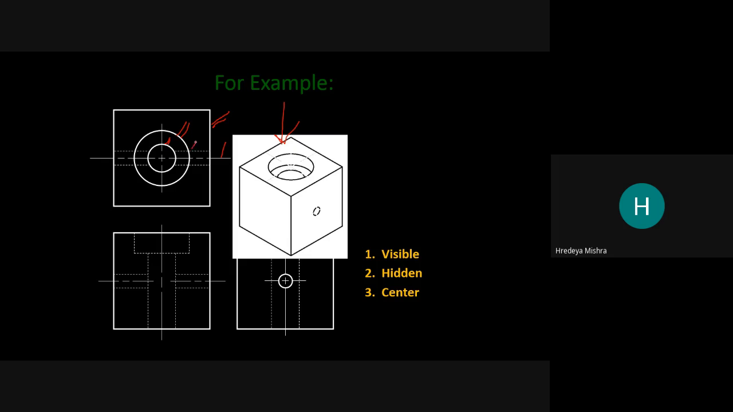These are the hidden lines. This represents the center line. These thick lines represent the object line, and these are the hidden lines. So you can see here the hidden line and the center line. This is the center line, and this is also a center line here. And this is about our side view.